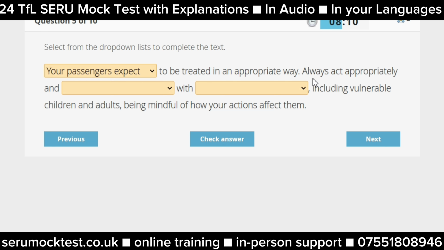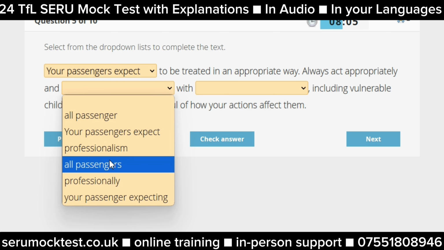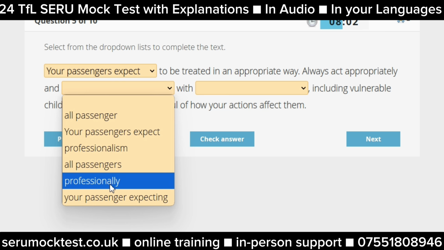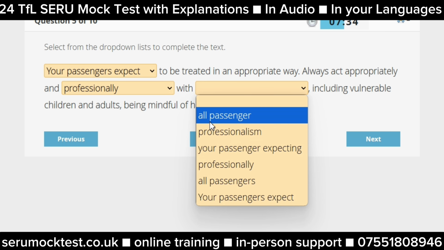To be treated in an appropriate way. Always act appropriately and professionally. So now the question is, why are we using the word professionally here, not professionalism? Okay, because it's an adverb and used to describe how the driver should be acting. Since the sentence is about how to act, the adverb professionally will be used here. The other one would be appropriate here. With all passengers, this all makes the noun plural.